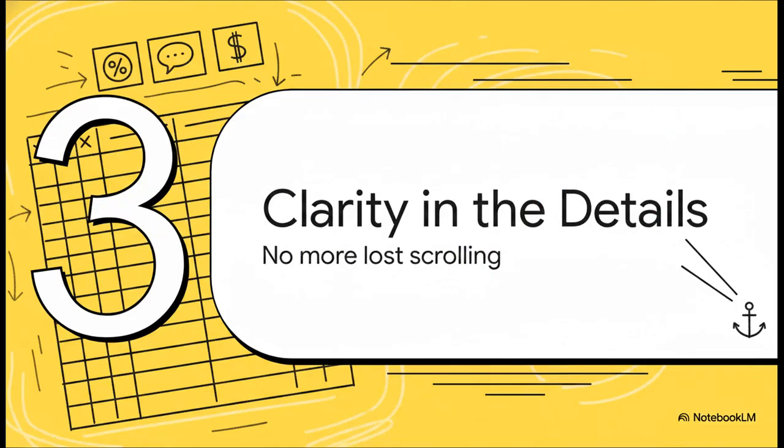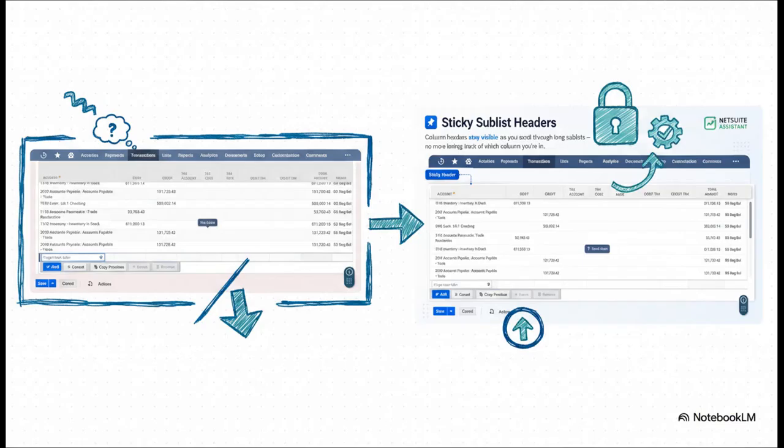Okay, now for a pet peeve that drives absolutely everyone crazy. You're working on a big journal entry or a bill with like 50 lines. You scroll down to check a number and poof, the column headers are gone. Now you're thinking, wait, which column was the memo again? Which one was the department? This before and after picture just says it all, doesn't it?